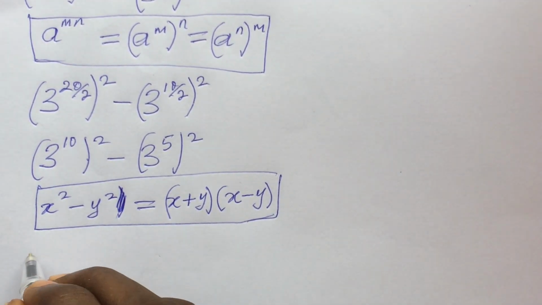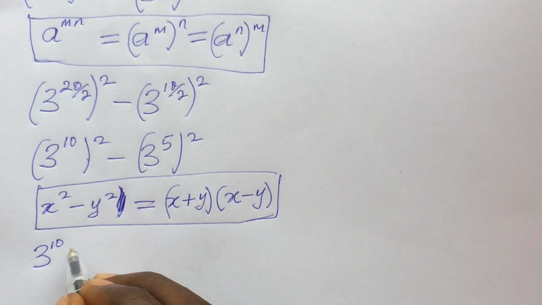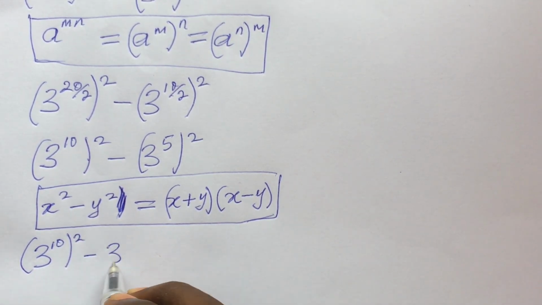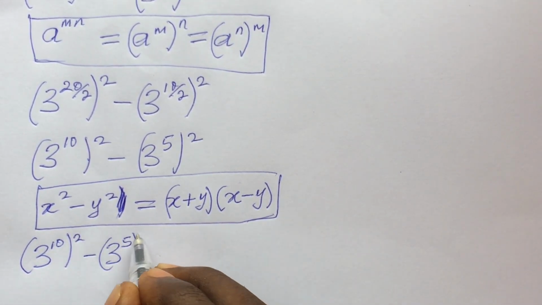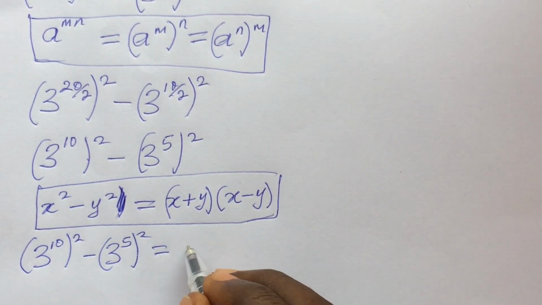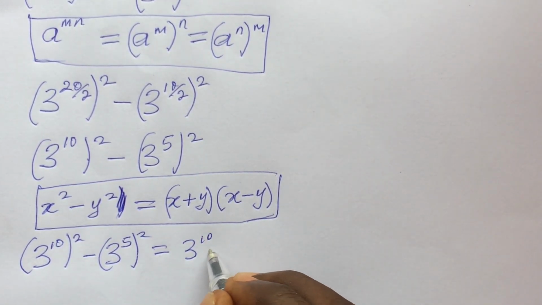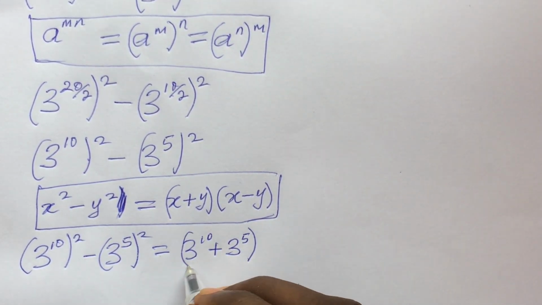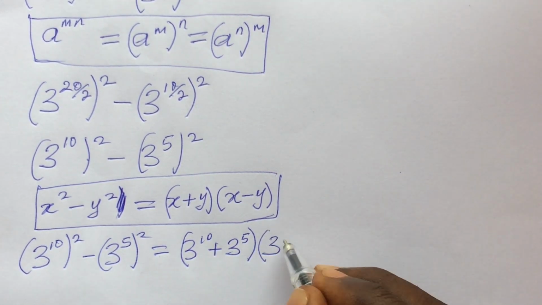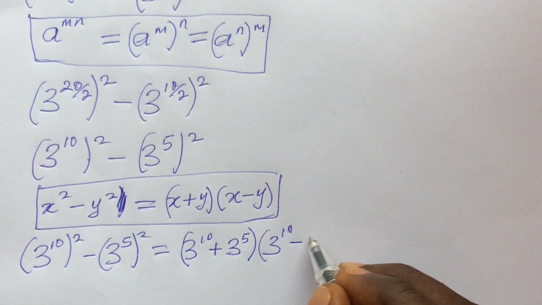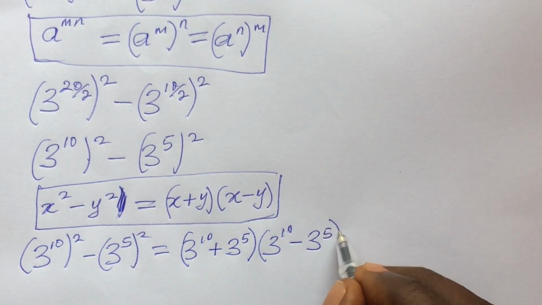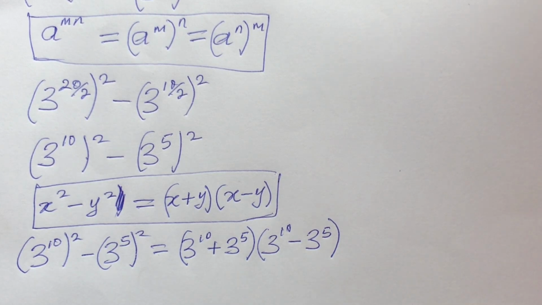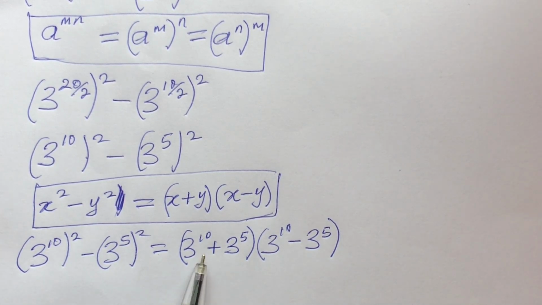So this will now give us here 3 to the power of 10, all to the power of 2, minus 3 to the power of 5, all to the power of 2. This is equal to 3 to the power of 10 plus 3 to the power of 5, close bracket, bracket open, 3 to the power of 10 minus 3 to the power of 5. Easy.